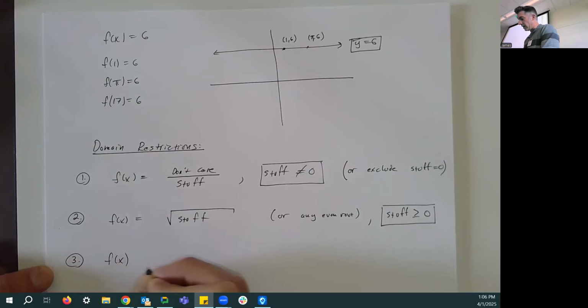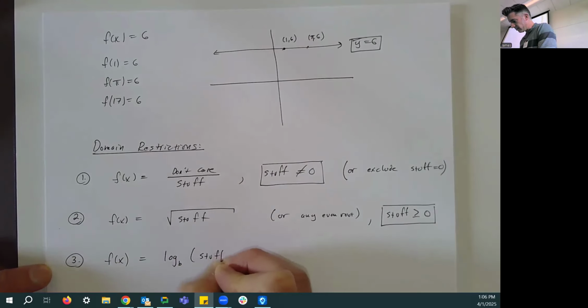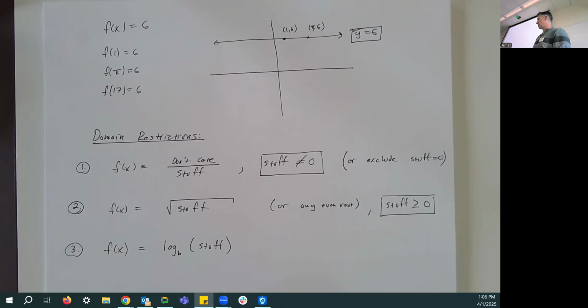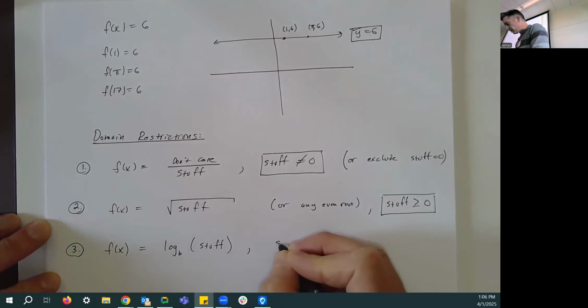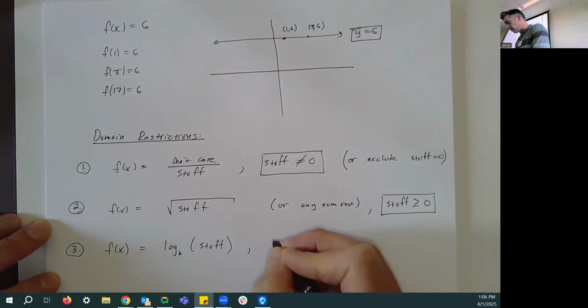the other kind of function that has domain restriction is a logarithm with whatever base. Doesn't matter what the base is. That doesn't change the domain of a logarithm. If you have a log of some stuff, the stuff that you're taking the logarithm of has to be strictly greater than 0.